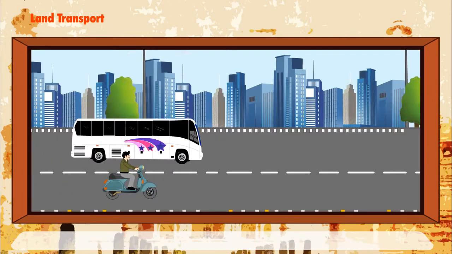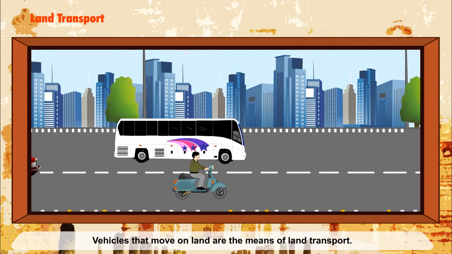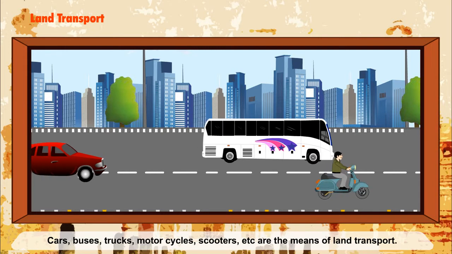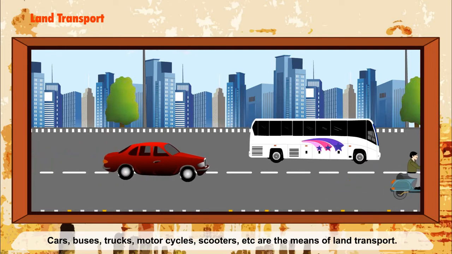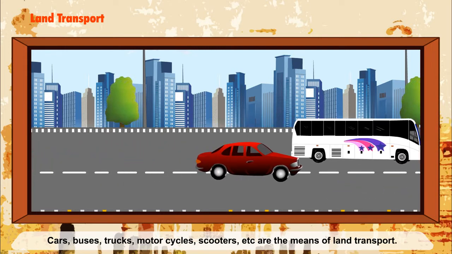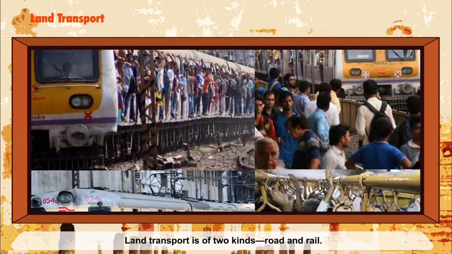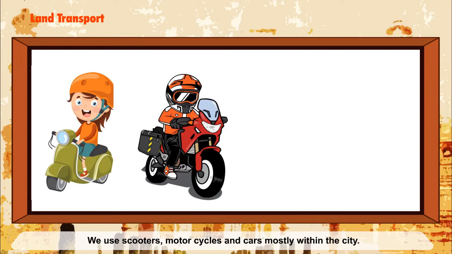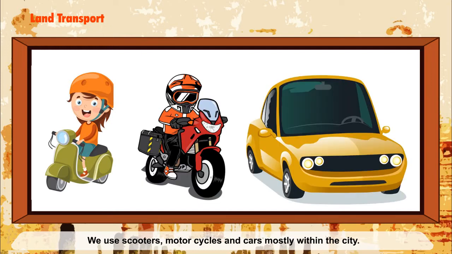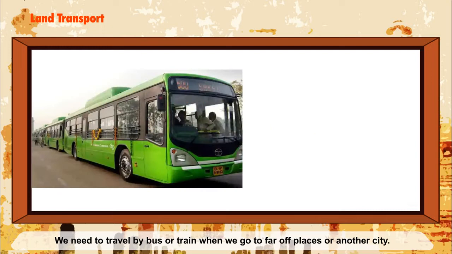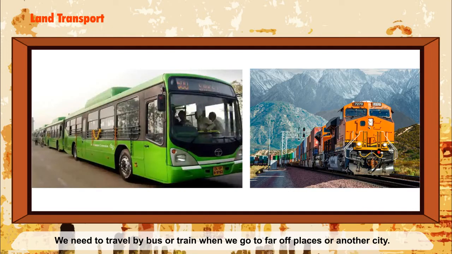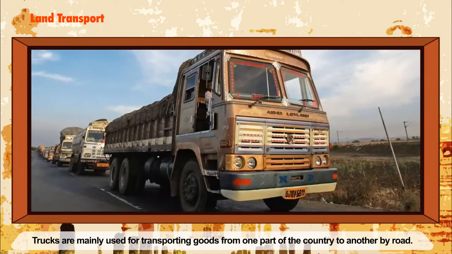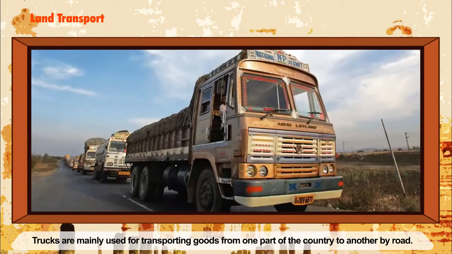Land transport. Vehicles that move on land are the means of land transport. Cars, buses, trucks, motorcycles, scooters, etc. are the means of land transport. Land transport is of two kinds: road and rail. We use scooters, motorcycles, and cars mostly within the city. We need to travel by bus or train when we go to far-off places or another city. Trucks are mainly used for transporting goods from one part of the country to another by road.